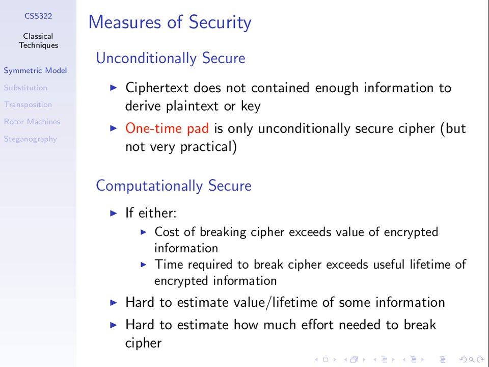And there are two things that determine if a cipher is computationally secure. The cost of breaking the cipher, that is finding the key or the plaintext, is greater than the value of the information that was encrypted.